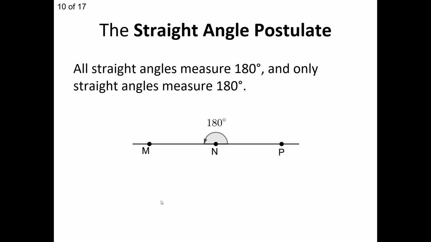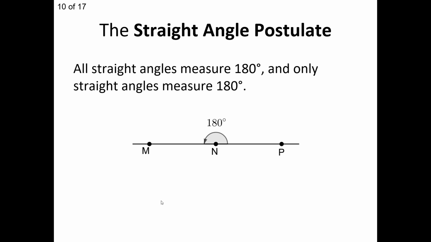And so the straight angle postulate is this idea that we are giving measure to the straight angle. What this is saying is we are giving the measure of 180 degrees to all straight angles. We say all straight angles measure 180 degrees and only straight angles measure 180 degrees. So if I were to make a statement and I was pointing at an angle, let's say this angle right here, and I said, hey, that's a straight angle because its sides form a line.